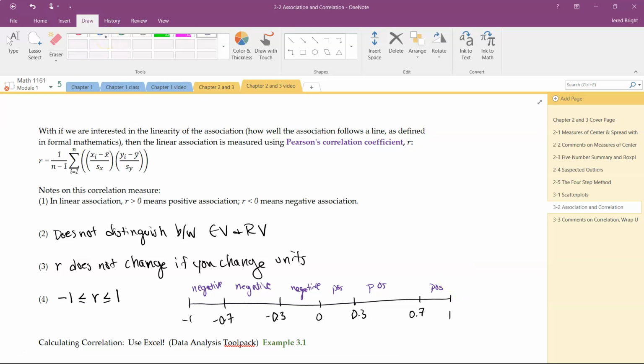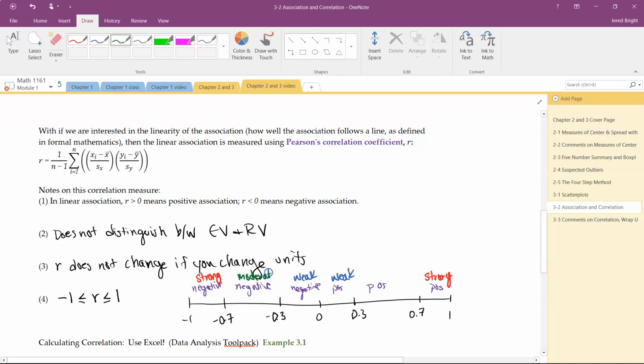And what we're going to say is that if we have values between 0.7 and 1 in absolute value, this is going to be a strong relationship. So I'm going to say strong and strong. And similarly, if we're close to 0, that means we have a weak and a weak association. In the middle, we're just going to say that's moderate and moderate. So depending on the values of R, we can say both the strength and the direction of the association.